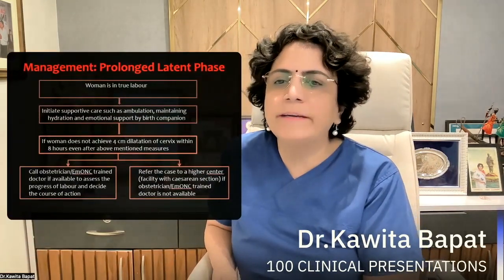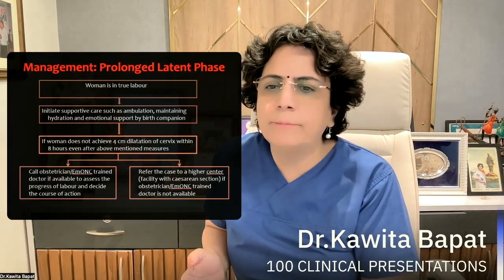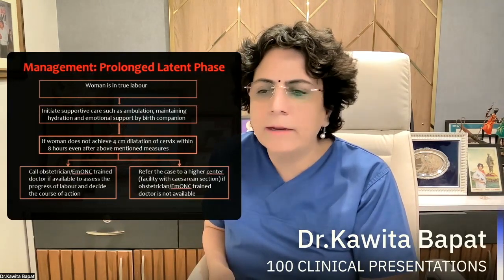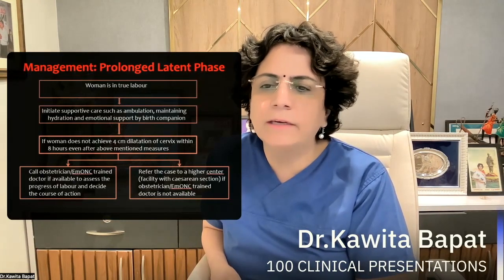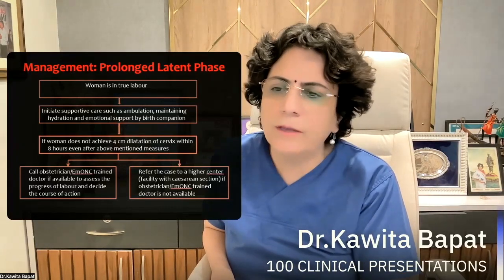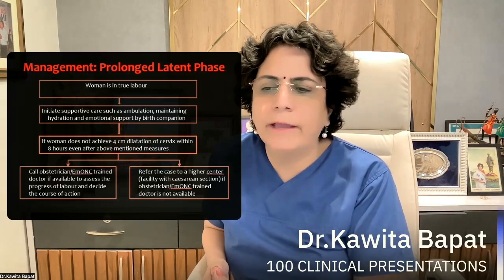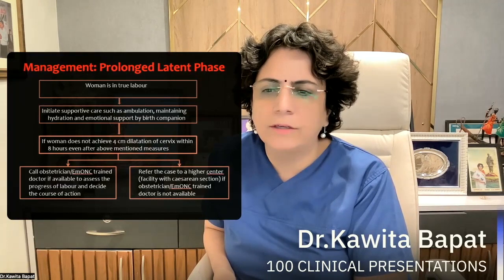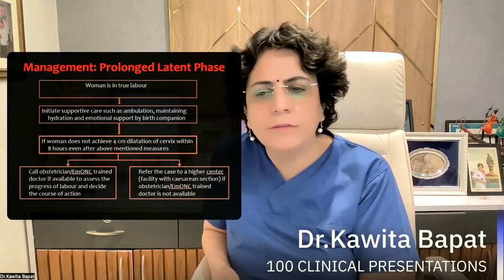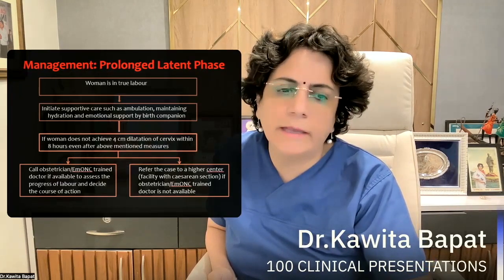Then what is the management of the prolonged latent phase? She is in true labor. Initiate supportive care such as ambulation, maintaining hydration, and emotional support, and birth companions are important. If the woman does not achieve 4 centimeter dilatation within 8 hours after the above-mentioned measures, 2 things are very, very important. The obstetrician or trained doctor, if available, should assess the labor and decide the course of action, and refer the case to a higher center where the facility for cesarean section is available, if the obstetrician or trained doctor is not able to manage it.